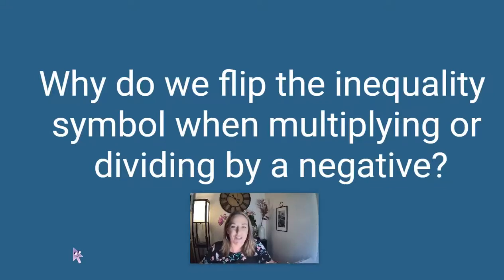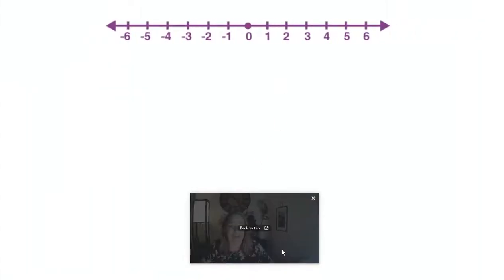So why do we flip the inequality symbol when multiplying or dividing by a negative? My students know I don't like just to teach rules that they will soon forget. I like to teach them the why so that they can figure it out for themselves long after they forget the rules. So let's do some investigating here.